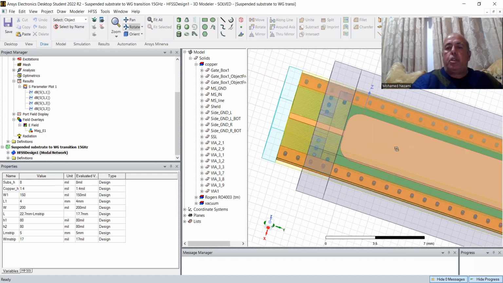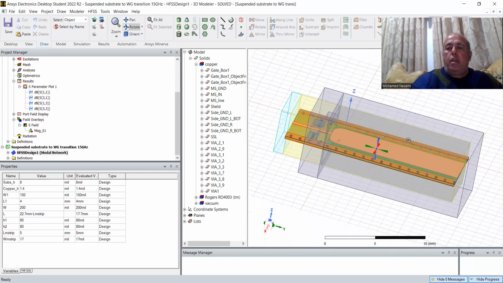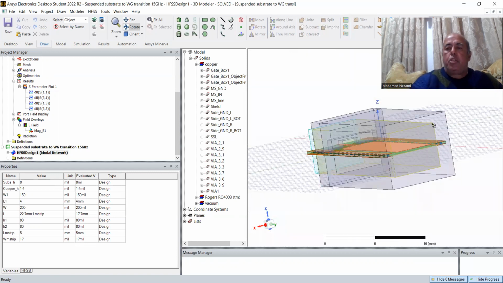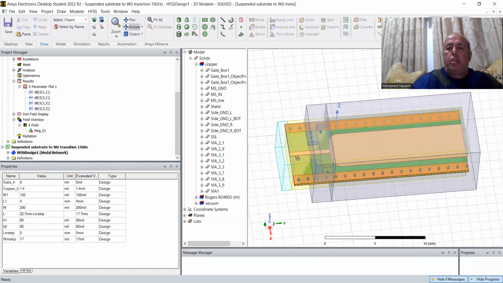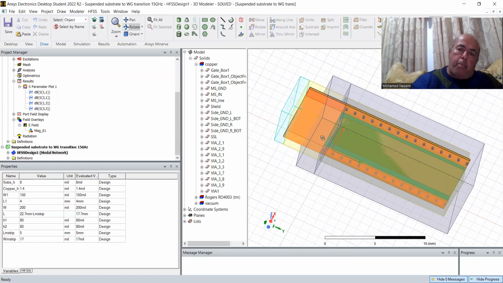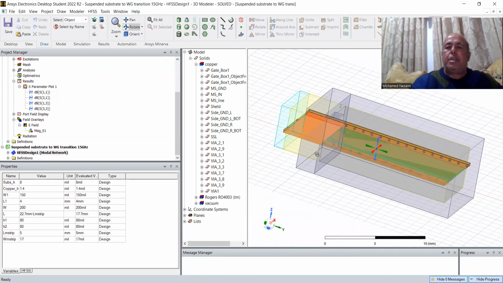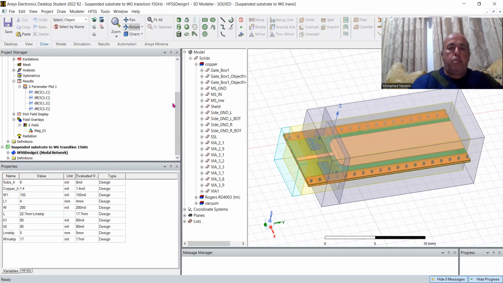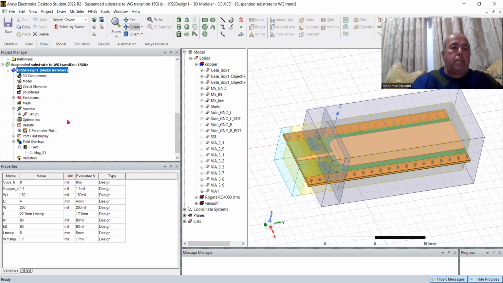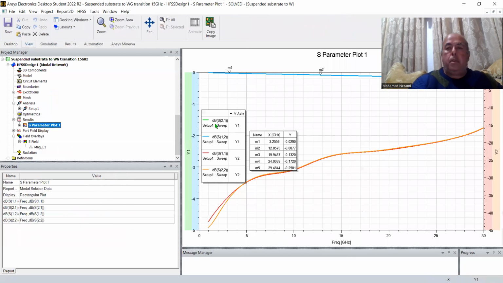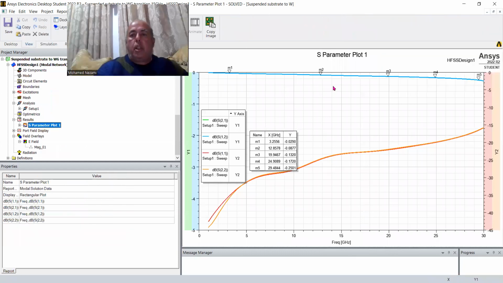So this one is a transition that takes a suspended line with this structure in here and then converts it into a microstrip line. As you can see here, the ground plane only exists in the portion of the design that implements the microstrip line. So let's look at the behavior of this, and the results. Here is the insertion loss from DC all the way to 30 gigahertz.